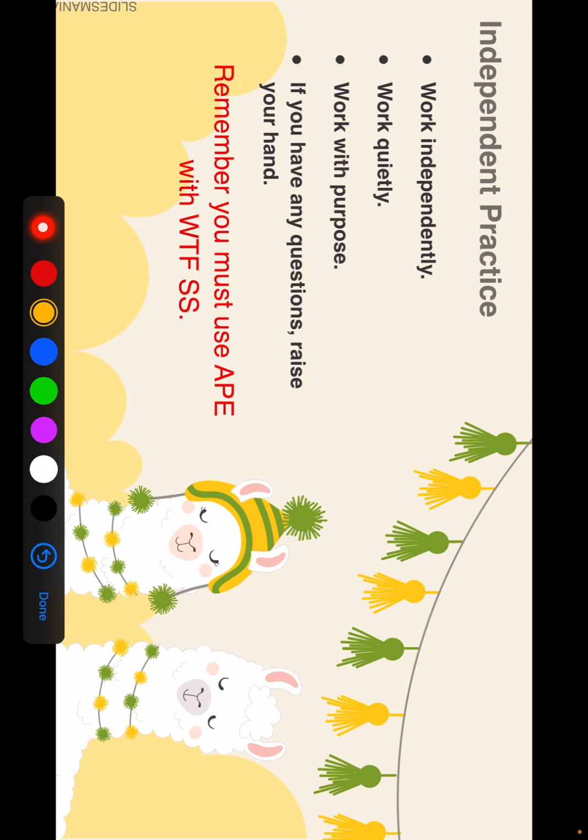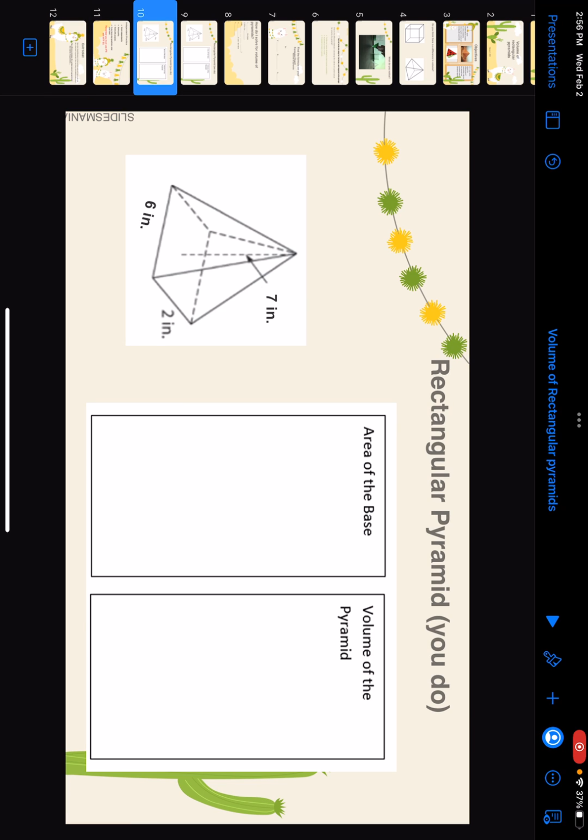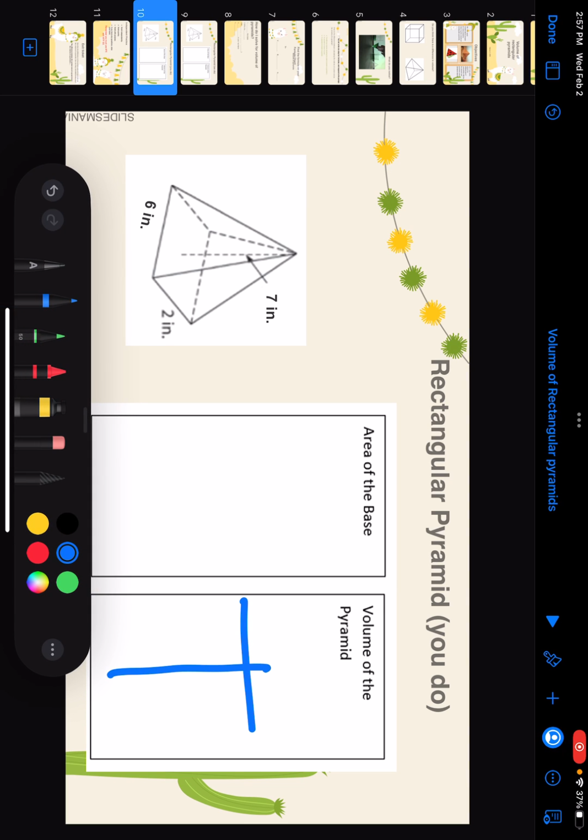Okay. And remember, you must use APE, and with WTFSS incorporated in it. You should have been using it. If you're not, the least you need to be doing is creating that T-chart like the one on the previous slide. Oops, sorry. Kind of like this, okay? So you don't have to create 2 boxes. You can kind of just create a T-chart and then put your volume formula here and your area of the base formula here. Oh, I don't know why my pen came out so thick.